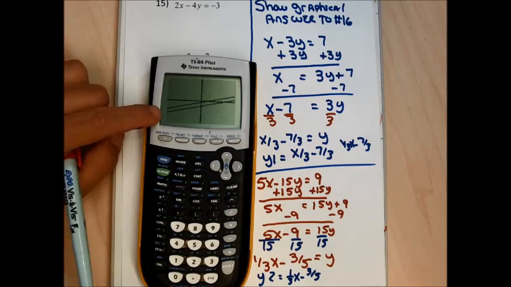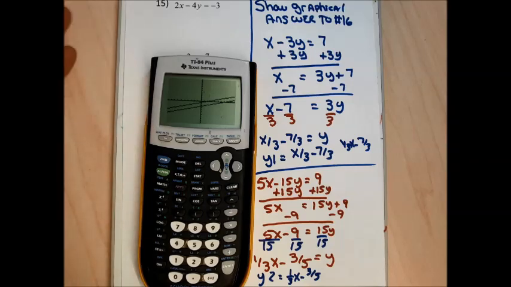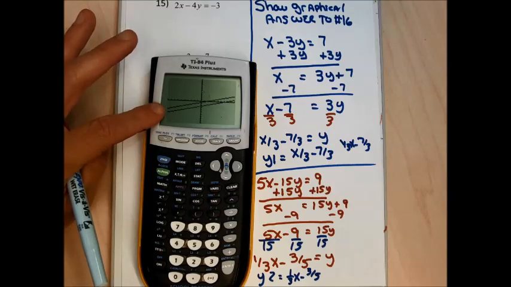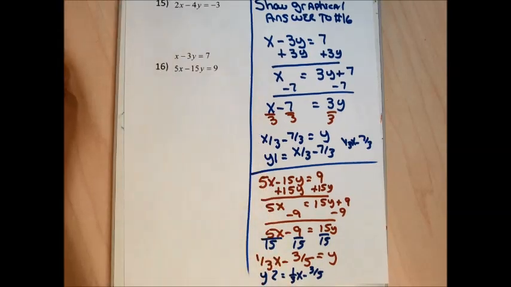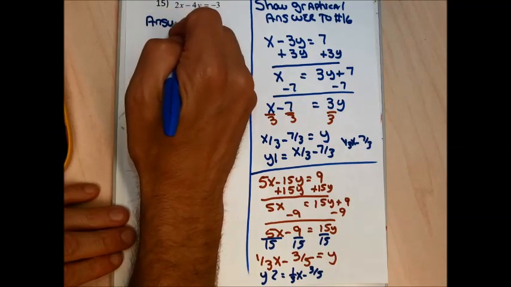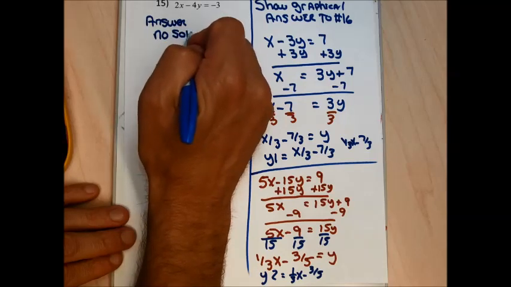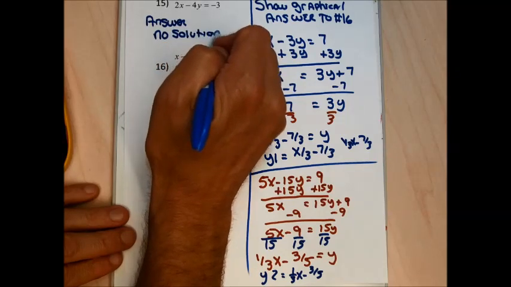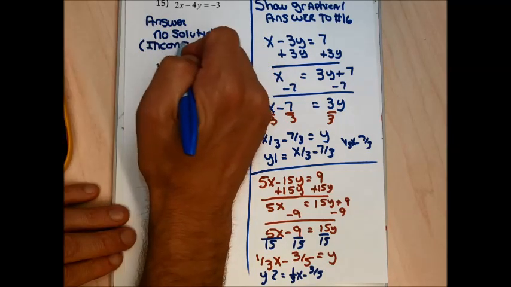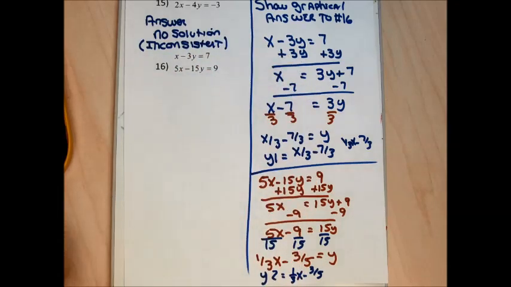This is called an inconsistent system of equations. The graphs, I'm trying to find out where the graphs intersect. These lines are parallel, so they never intersect. That means there's no solution. So my answer to problem 16, when I get into the algebra, is going to be there's no solution. And a fancier way to say that there's no solution is to say that this system of equations is inconsistent. I don't almost ever use the word inconsistent. I usually say there's no solution.